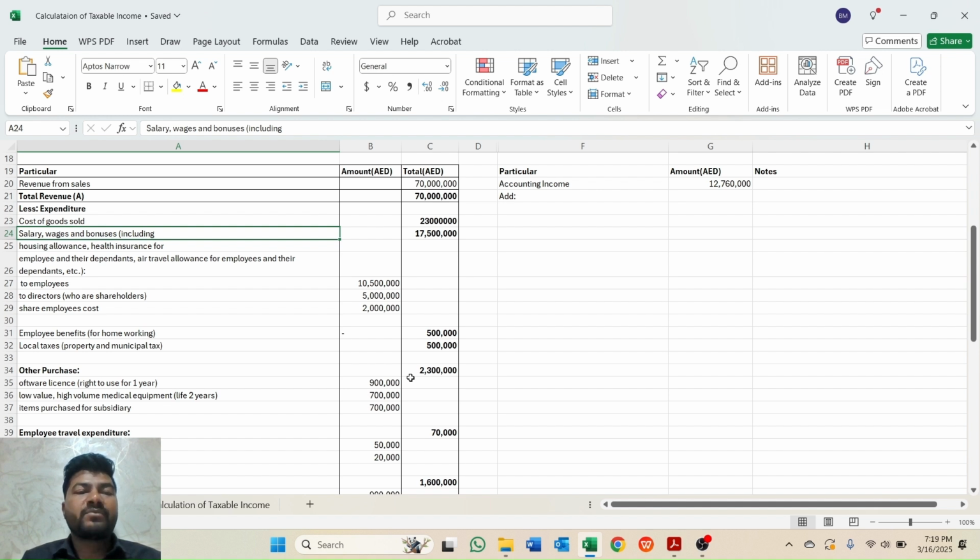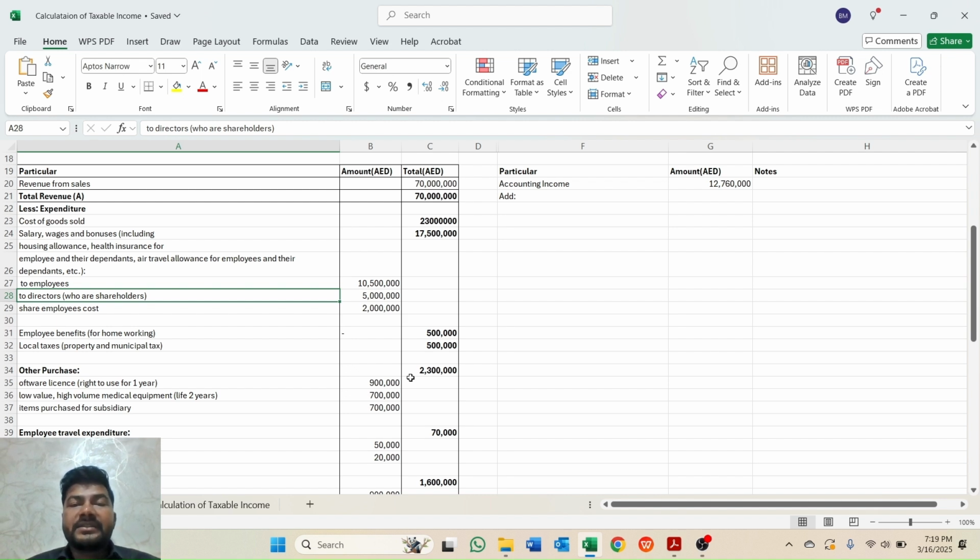Now for salary, wages and bonuses, you can see here to employees 10.5 million. This is totally allowed. To directors who are shareholders, look here, 5 million. This is the salary paid to directors. Here the shareholders are working as directors, so it is remuneration to the directors. Since no information is mentioned, we are assuming that this salary is reasonable and as per arm's length price. So we will not do any adjustment for the salary to the directors or the shareholders.